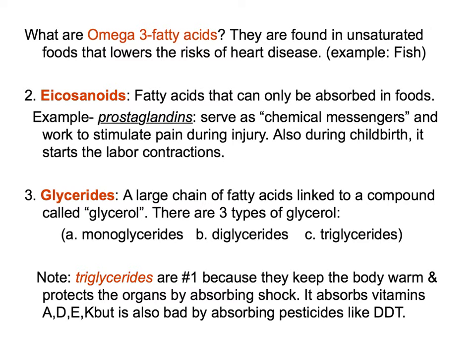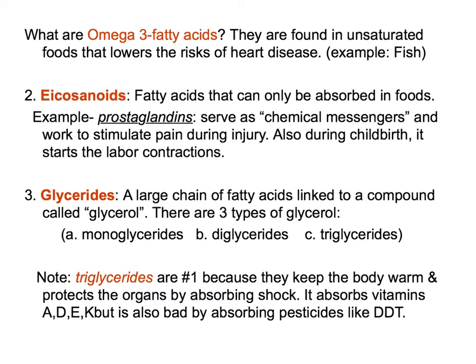Omega-3 fatty acids are found in the unsaturated foods like salmon, and they lower the risk of heart disease. An example would be fish, but the fatty fish, like I said, with salmon. And this is what was really interesting with the Eskimos. When they did a study on them, they found that these individuals had no risk of heart disease. It was the omega fatty acids that they found in their high fish and high fat diet, but they were the good fats.